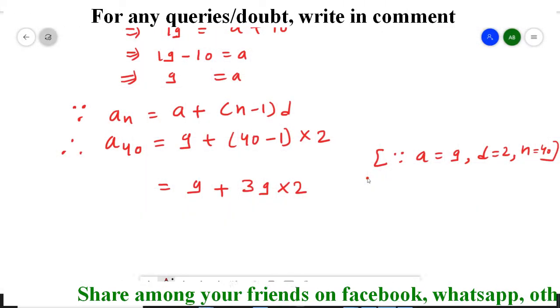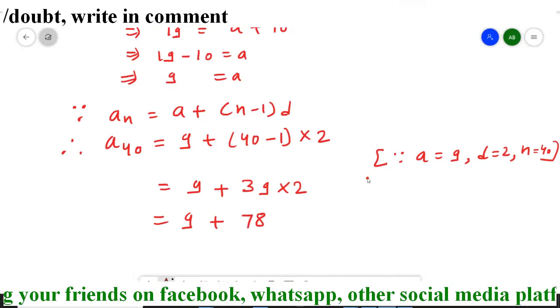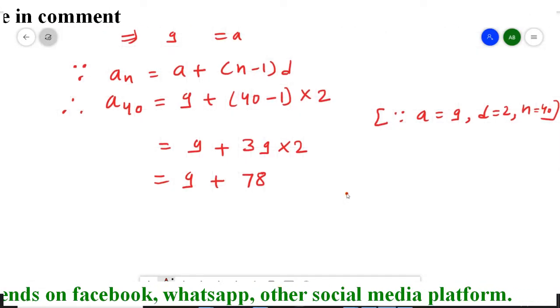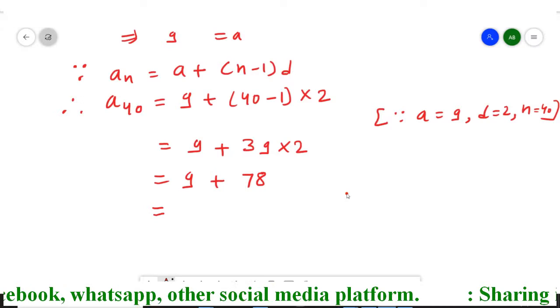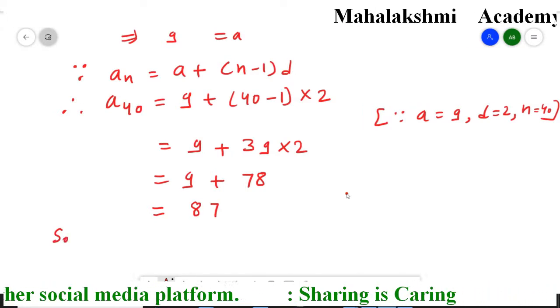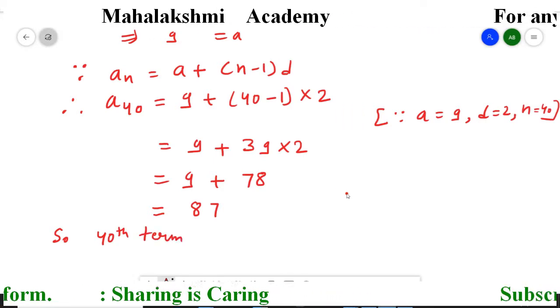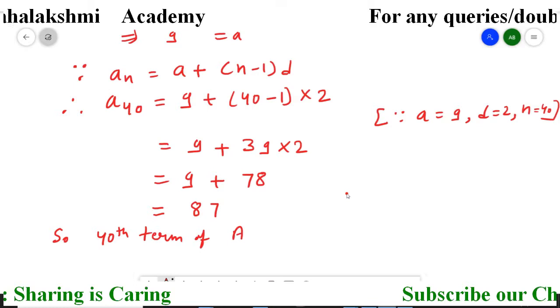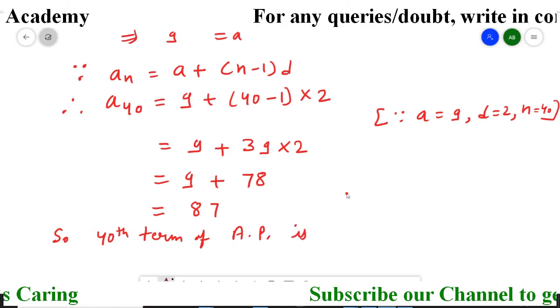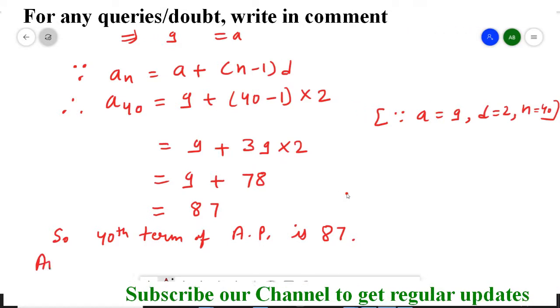Now we will just solve it. It's going to be 9 plus 78, add them, and you will get 87. So the 40th term of the AP is 87. So this question is completed.